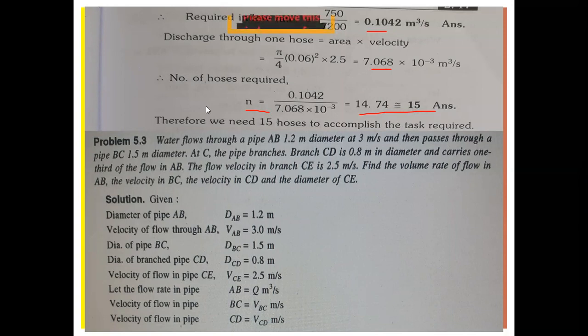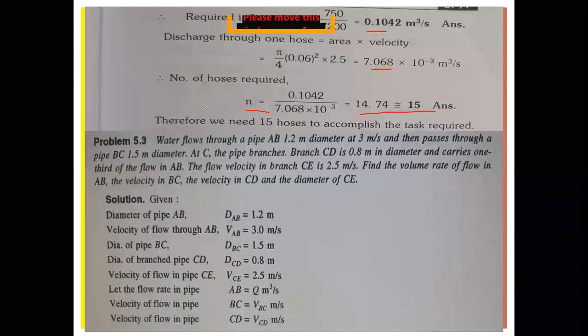now see the next question. Water flows through the pipe AB. Water is flowing through the pipe AB, 1.2 meters diameter, at 3 meters per second. So at AB we know the diameter, and the area is also known at A. Next, it then passes through the pipe BC of 1.5 meter diameter. Now at the point B also, the diameter is known. At C, the pipe branches, CD of 0.8 meter is also known.